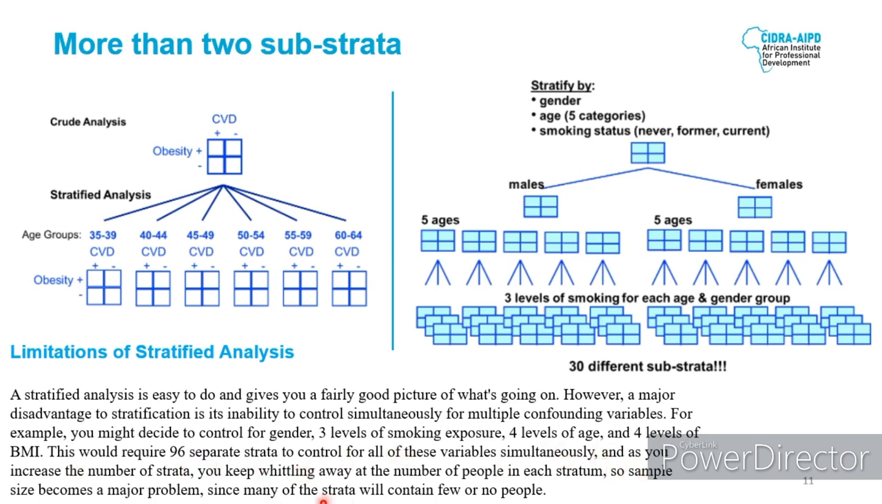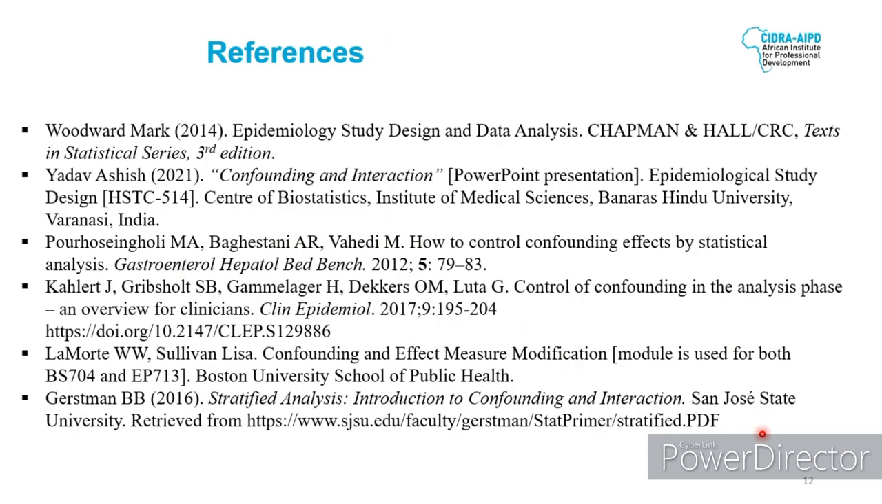And as you increase the number of strata, you keep whittling away at the number of people in each stratum. So sample size becomes a major problem, since many of the strata will contain few or no people. Here we can see that if you are stratifying by gender, age, 5 categories, smoking status, never, former, current, 3 categories, then there are 3 levels of smoking for each age and gender group. There are 30 different substrata, which can be a little difficult to handle.